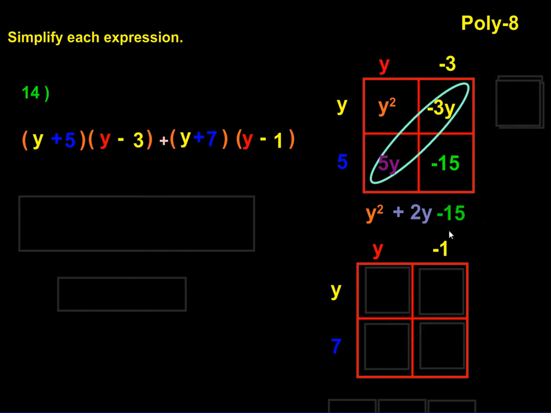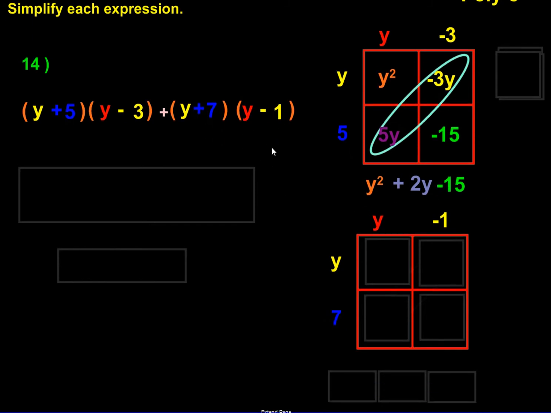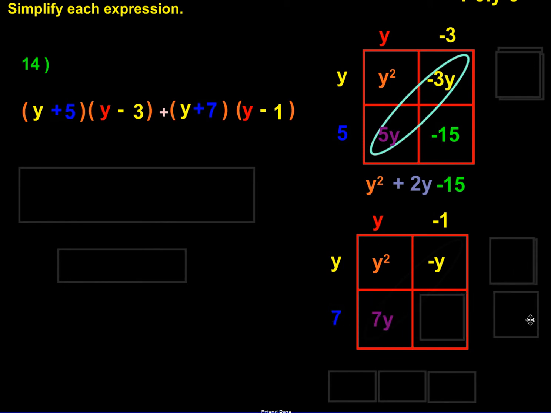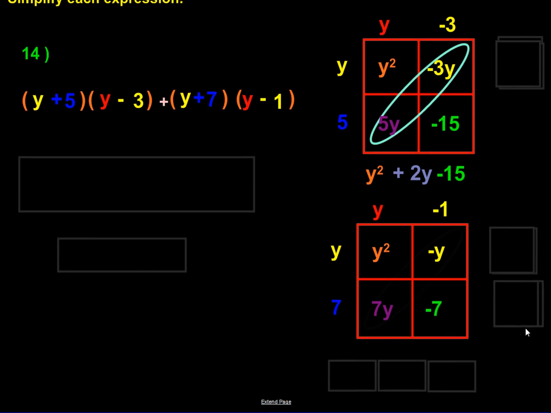Now I'm going to hang on to that for a moment, and now I'm going to solve this side of this equation. So I have y plus 7, there's my y and 7, and then y minus 1, there's my y and my minus 1. And once again, I'm just going to multiply. So y times y is y squared. Y times negative 1 is going to be negative y. I don't need to include the 1. 7 times y is going to be 7y. And 7 times negative 1 is going to be negative 7.